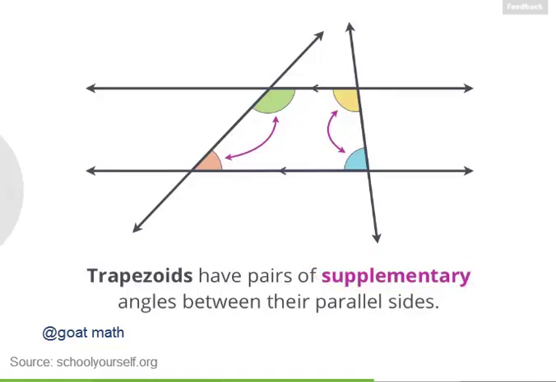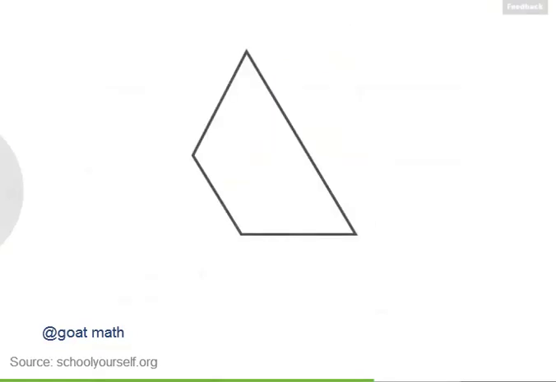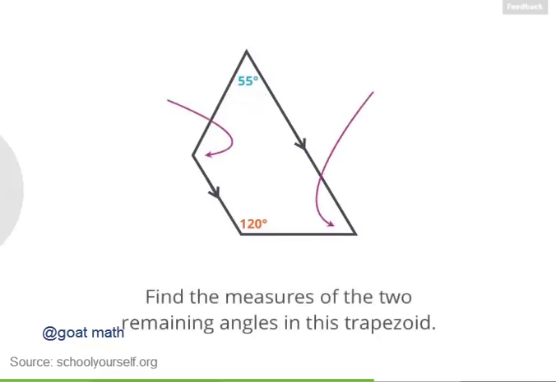So if you look at one of the sides in a trapezoid that's not parallel, like this side over here, the two angles on that side must be supplementary. And the same goes for the other side that isn't parallel. As a final challenge, take a look at this trapezoid here, where these two sides are parallel. Suppose this angle measures 120 degrees, while this angle measures 55 degrees. Try using what you've learned about trapezoids to determine the measures of the two remaining angles.